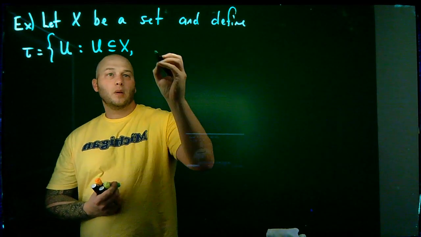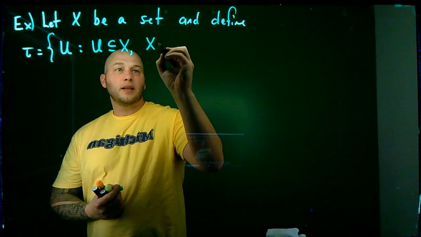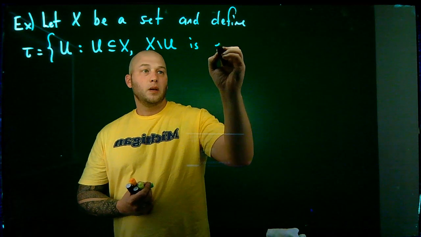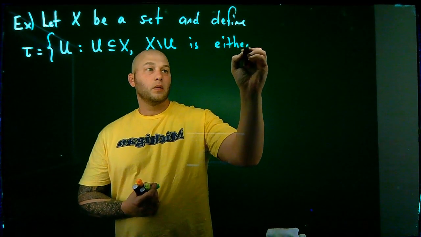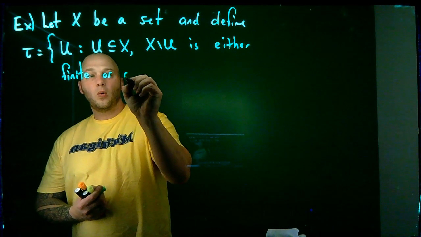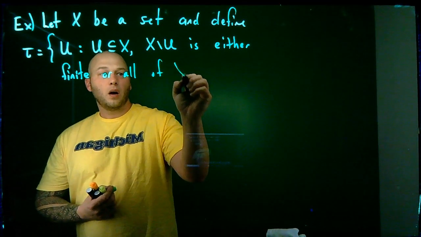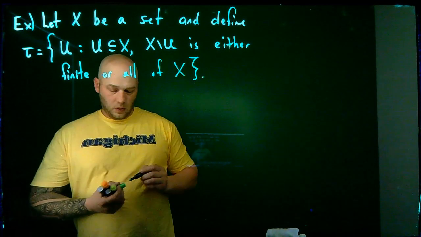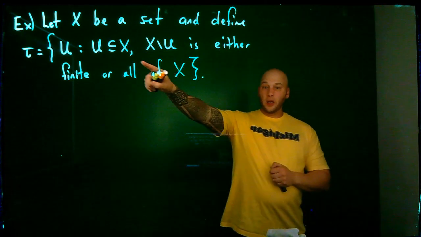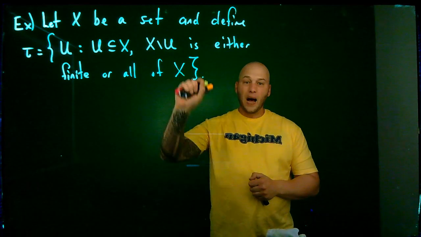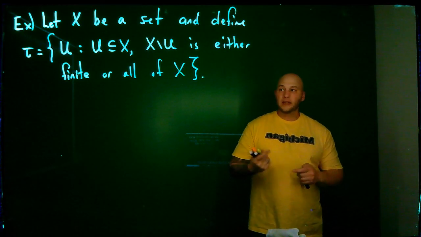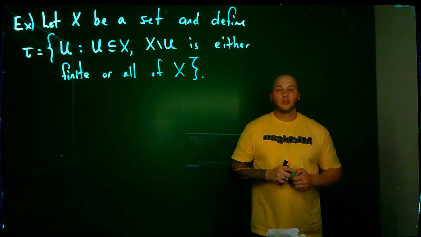And if I take the set complement X minus U is either finite or all of X. So in other words, what I'm saying is a set is open if its complement has finitely many elements, or its complement is all of X.